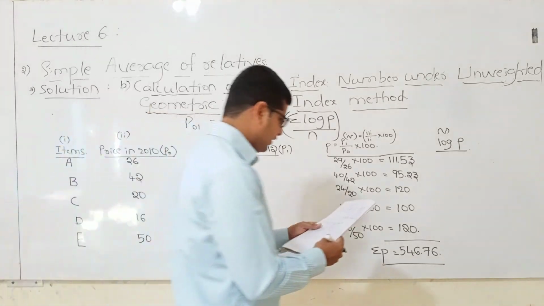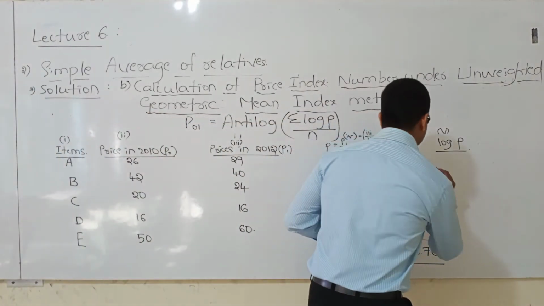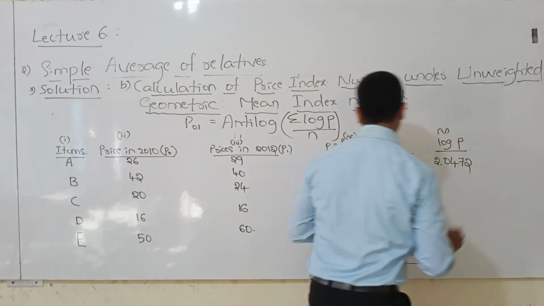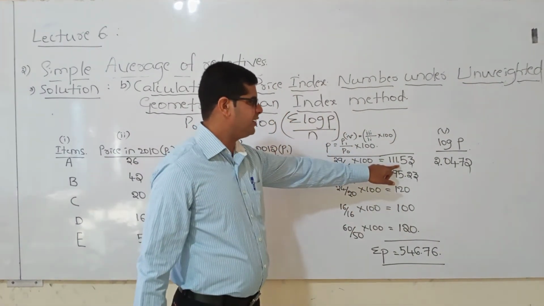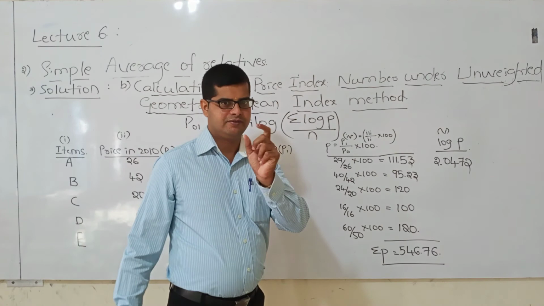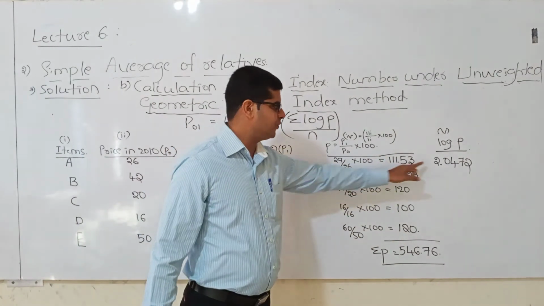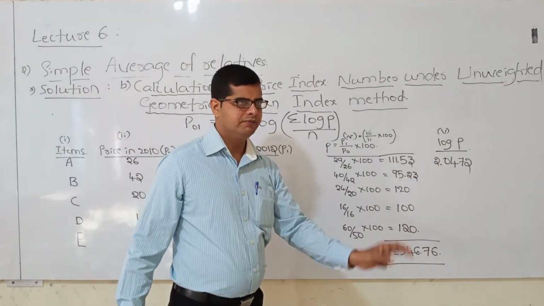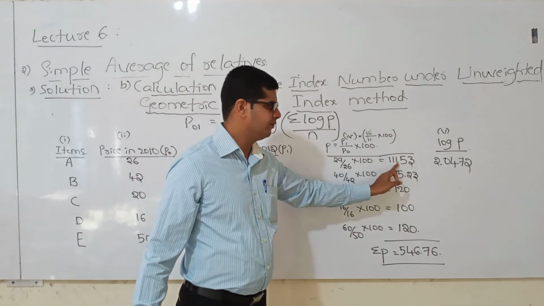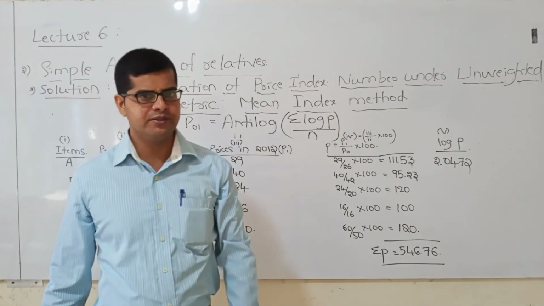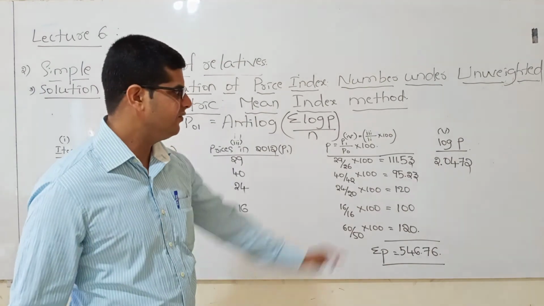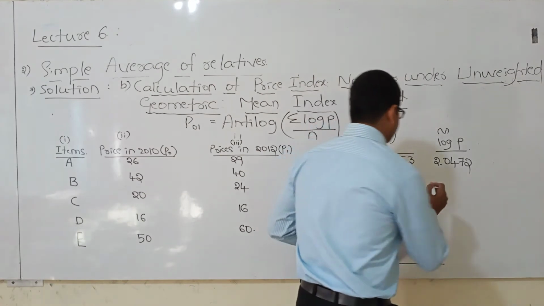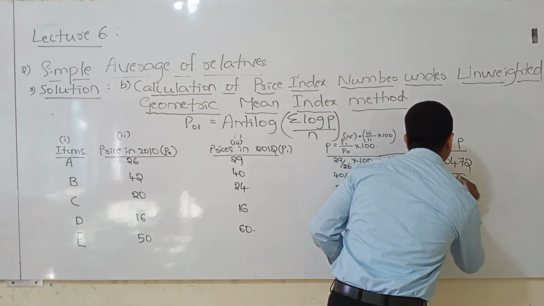So for 111.53, the value is 2.0472. 111 has 3 figures, so 3 minus 1 is 2, point, then 11 in the column, 1 in the row, plus the 5th mean difference column. All together we add and get 2.0472. Similarly, for 95.23, it is 1.9787.